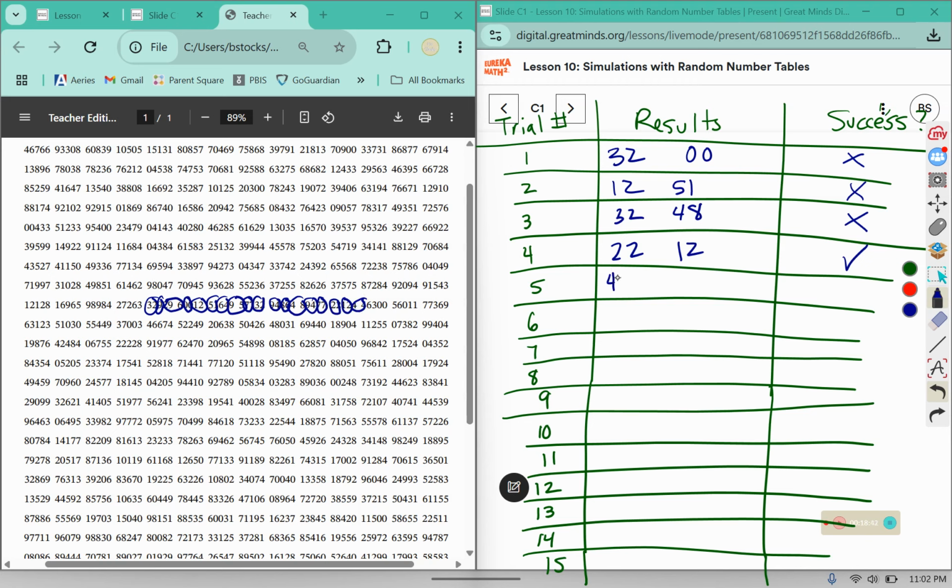44 I can use, 63 I cannot, 00 I can. 44 minus 0 is more than 15. 56, 1, if I subtract those, that's more than 15, so that's a failure. 17 I can use. 73 is too big, 69 is too big, 63 is too big, but 12 will work. 17 minus 12 is within 15 minutes, so that's a success.